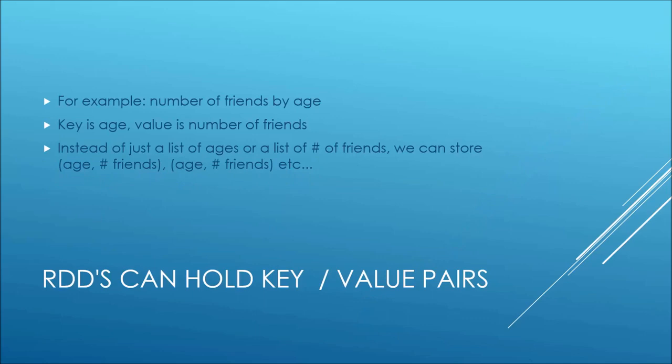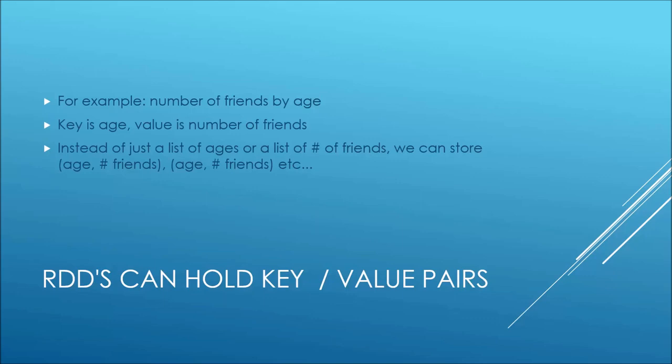So RDDs can hold key value pairs in addition to just single values. In our previous examples, we looked at an RDD that included, for example, lines of text from an input data file, or an RDD that contained movie ratings. In those cases, every element of the RDD contained a single value, either a line of text or a movie rating, but you can also store more structured information in RDDs. There's a special case where each element contains a list of two items, and that is considered a key value pair RDD.